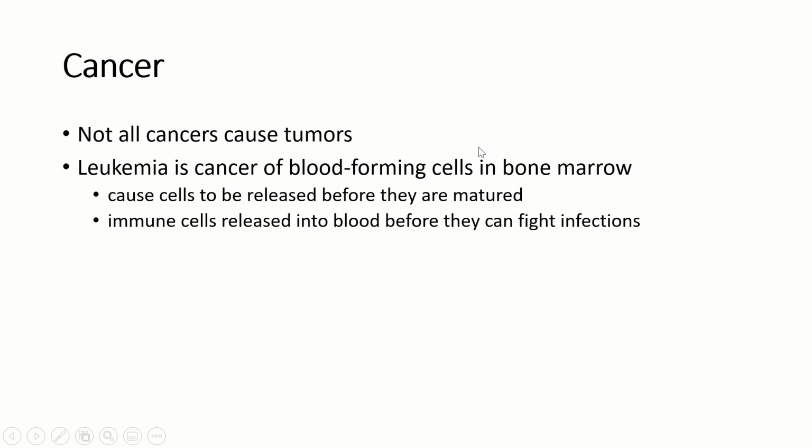Anyway, not all cancers cause tumors necessarily. It's always an overgrowth of cells, but leukemia is a cancer of the cells that form your blood. And if they create those cells too fast, then those cells get released into the bloodstream before they're mature. They're not fully functioning, and immune cells in particular are released into the blood before they can fight infections, and your blood can't do its job. Your immune system can't do its job.